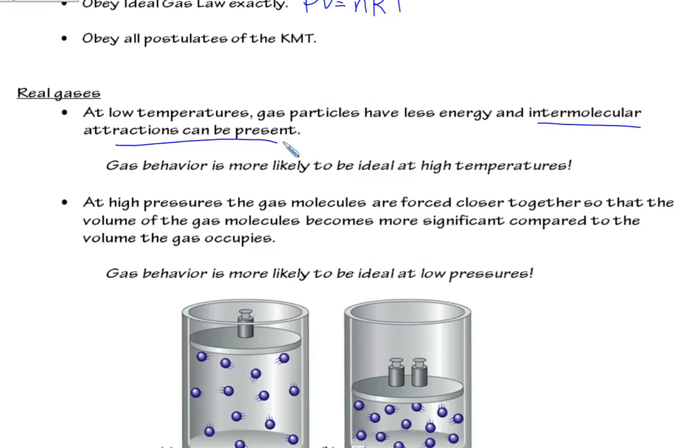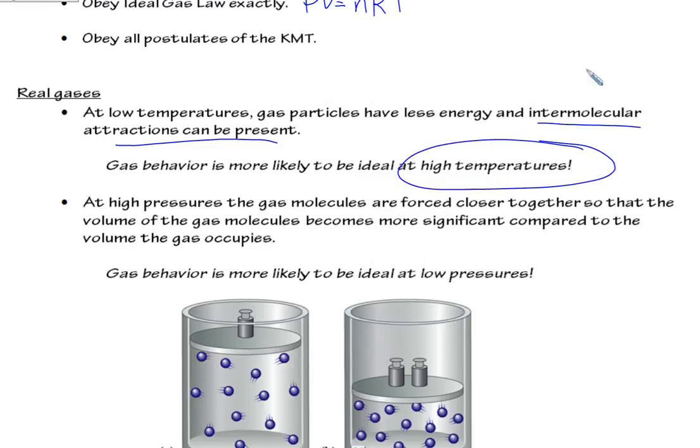So we say that gases behave more ideal at high temperatures. We want to keep the particles away from each other. And when I think about a gas, I think of particles that have lots of energy, they're bouncing all over the place. They're not close to each other. So one way to do that, to keep the particles away from each other, is to keep the temperature up at high temperatures. Because then intermolecular forces will not be significant.